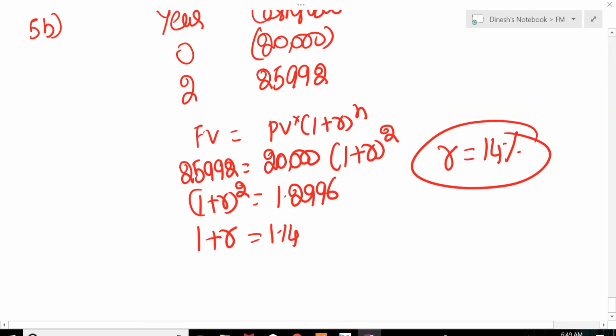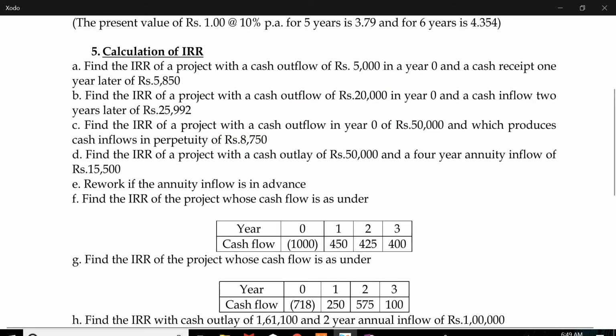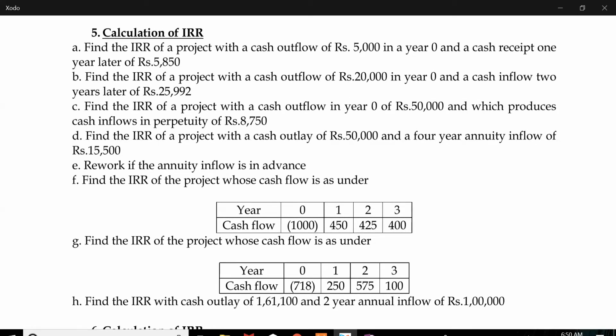You can finally write, when you get r equal to 14%, IRR is equal to 14%. That alone you write. It's IRR basically. Done. Can you proceed?